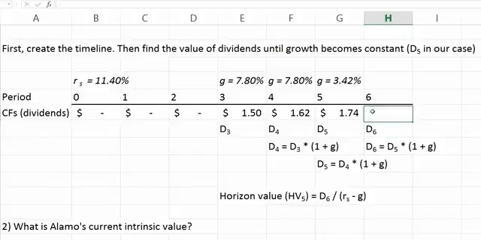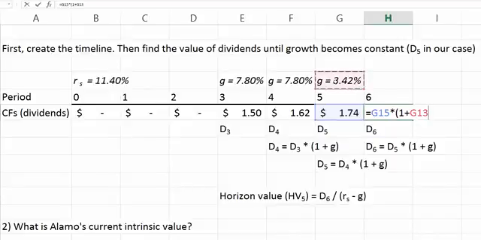And then what's D6? So for D6, we have the formula here again. D6 would be the prior year dividends times 1 plus g. Which g do we use now? We have to use now the 3.42% because this one becomes constant. I have it as a number. We just found the value of dividends after the rate of growth becomes constant. So from this point onwards, the rate of growth will be constant.